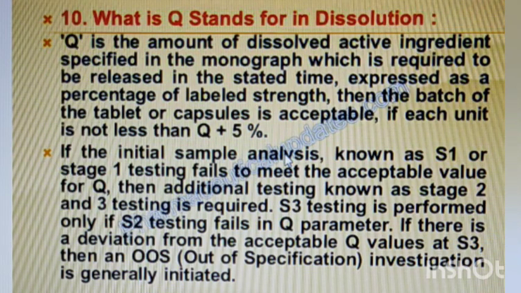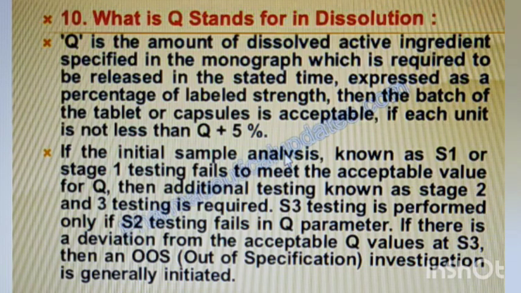What is the Q standard for dissolution? Q is the amount of dissolved active ingredient specified in the monograph, which is required to be released in a stated time, expressed as a percentage of label strength. Then the batch of the tablet or capsule is acceptable if each unit is not less than Q plus 5%.